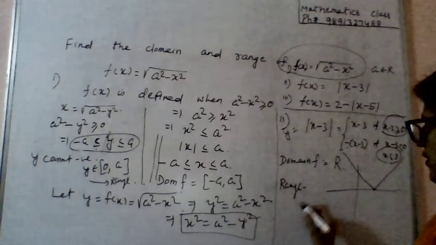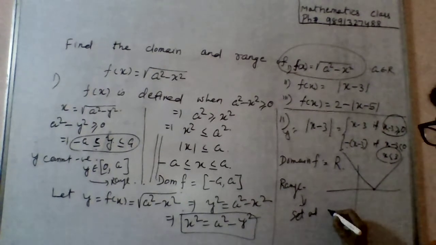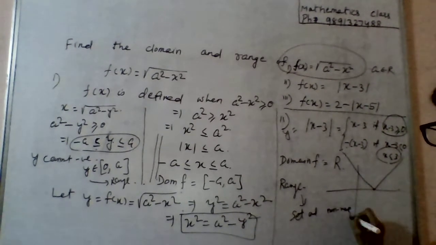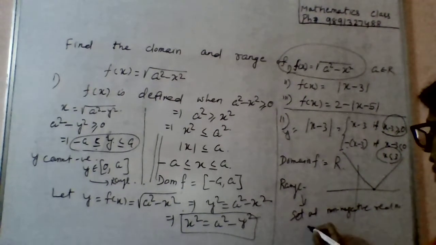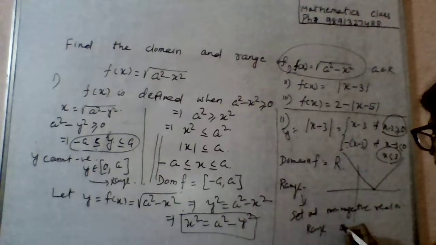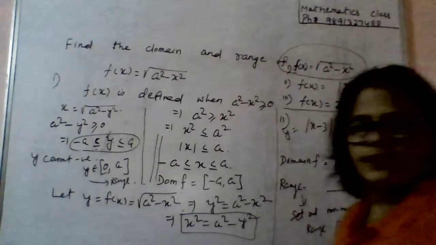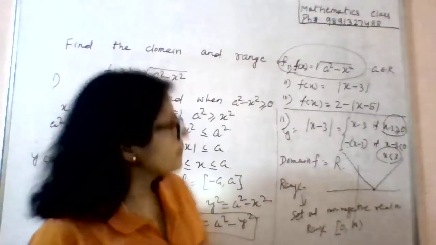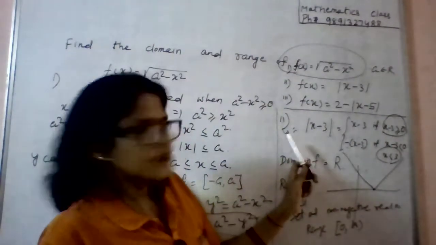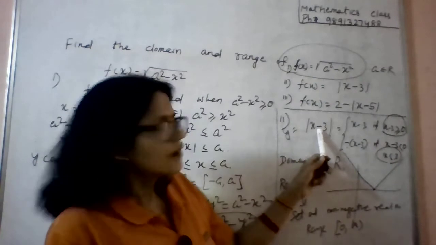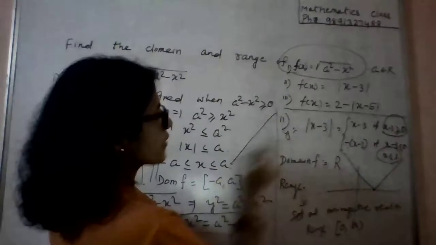So here the range is the set of non-negative real numbers, or you can say the range is 0 to infinity, with 0 included. Otherwise, you can take it like this also. We can square both sides, y square equal to x square. We can take it like this also. I just wanted to show you the graph.